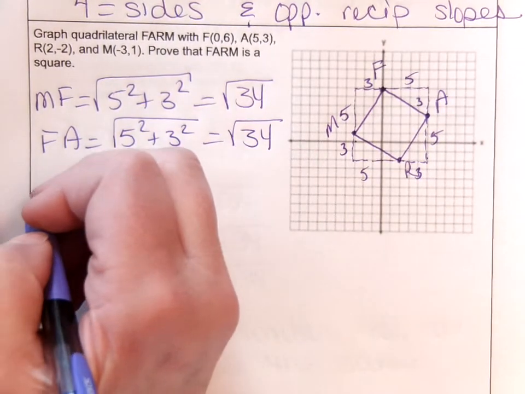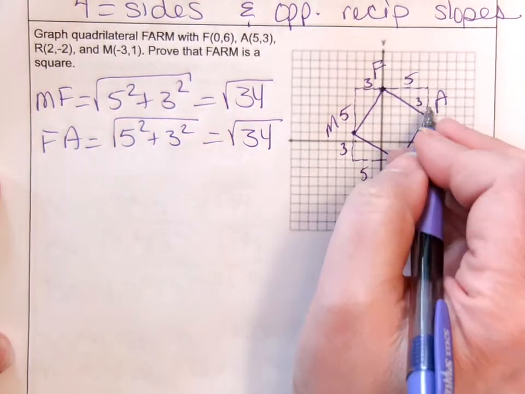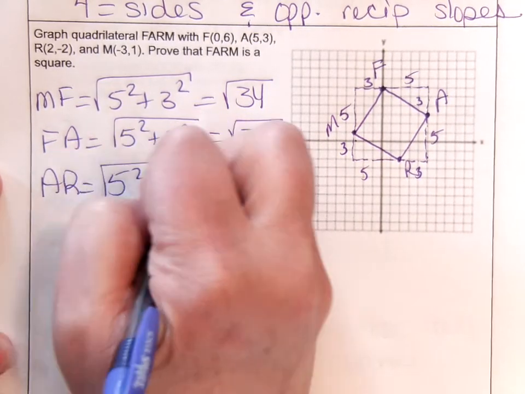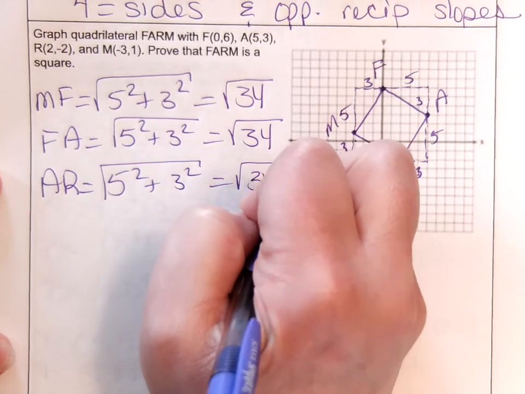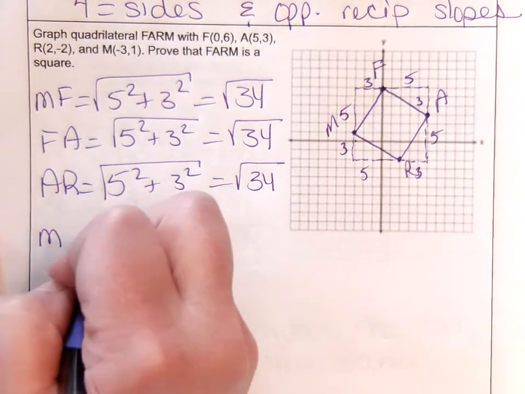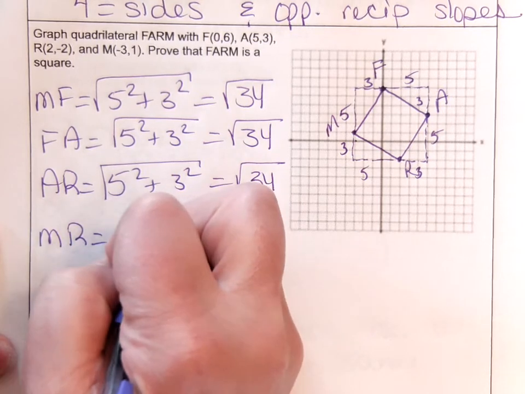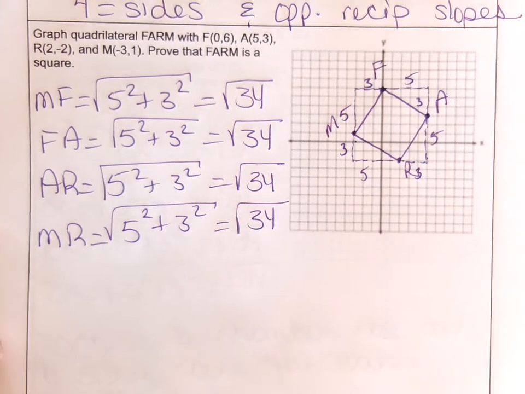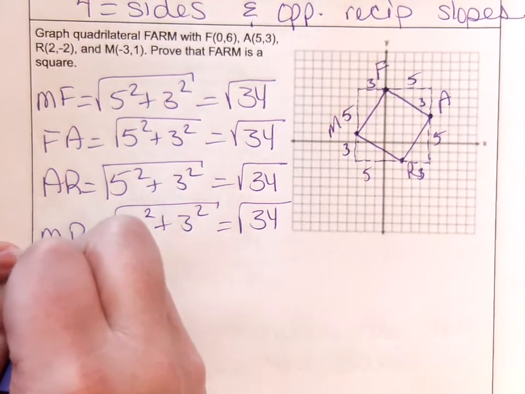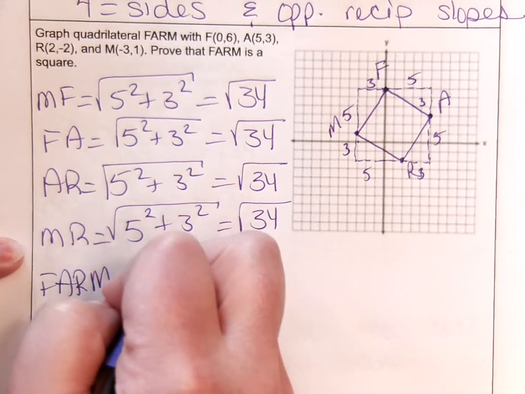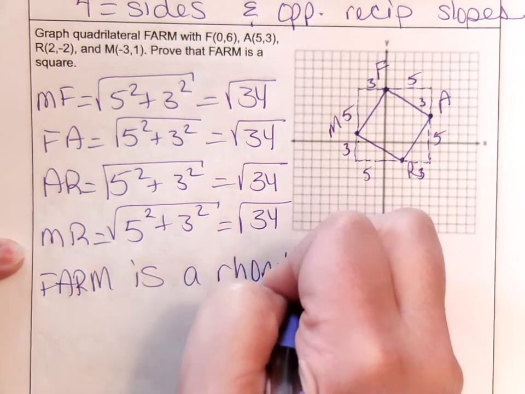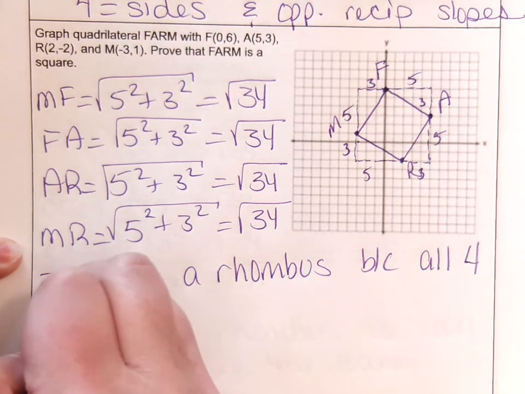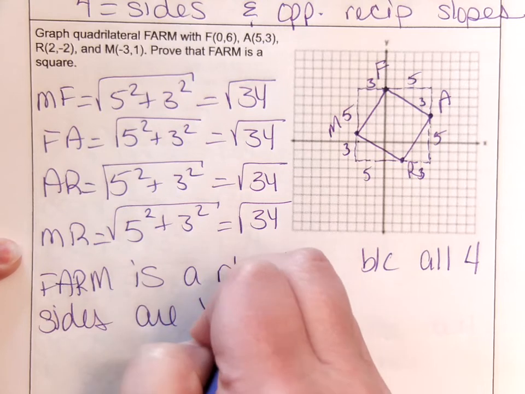All right, FA. So 5 squared plus 3 squared equals square root of 34. On the homework, you might have some different numbers. So AR, 5 squared plus 3 squared, square root. We get the square root of 34 again. And lastly, MR, and 5 squared plus 3 squared. Why change it up? We get radical 34. Okay, so we're going to say that FARM is a rhombus because all four sides are the same length.